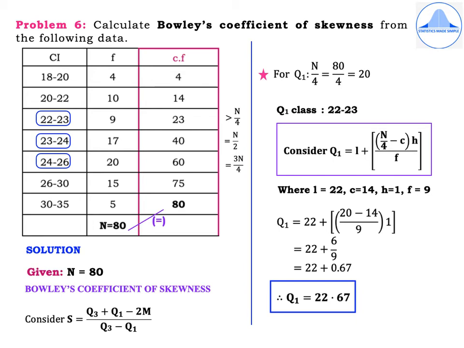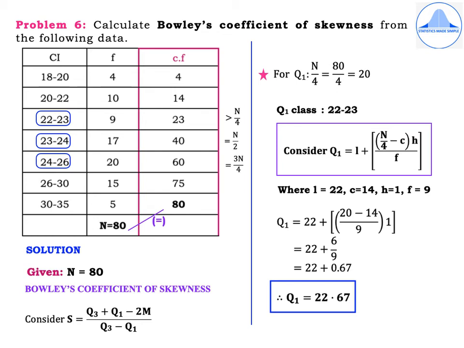So problems based on Bowley's coefficient of skewness are 10 markers. Now observe that the class intervals are of different widths. So when you make use of the width of the class interval for a particular formula, be careful because they are not the same, they are varying. Now the first step is to calculate the frequency. So you get capital N is equal to 80.